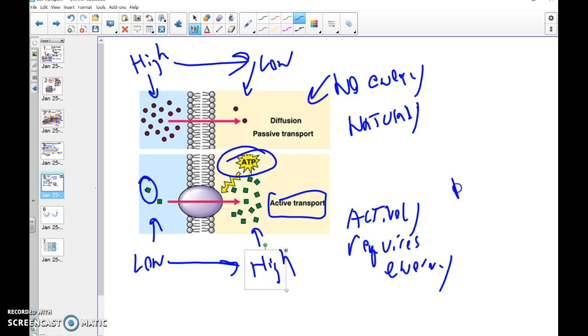Chief among them is your nerves. We talked about how nerves send signals along the axon, and they do that by depolarizing the membrane. Well, depolarizing the membrane is a form of passive transport, specifically facilitated diffusion. But you need to reset the system. And if you don't reset the system, you can't send signals again. And resetting the system requires active transport. And that's just the most common example. We refer to that as the sodium and potassium pump.